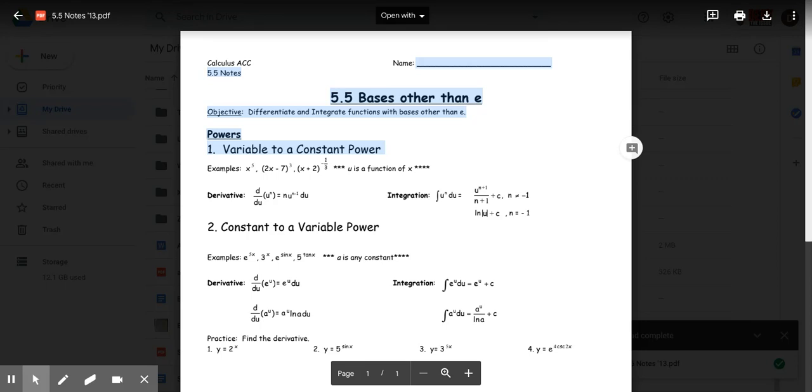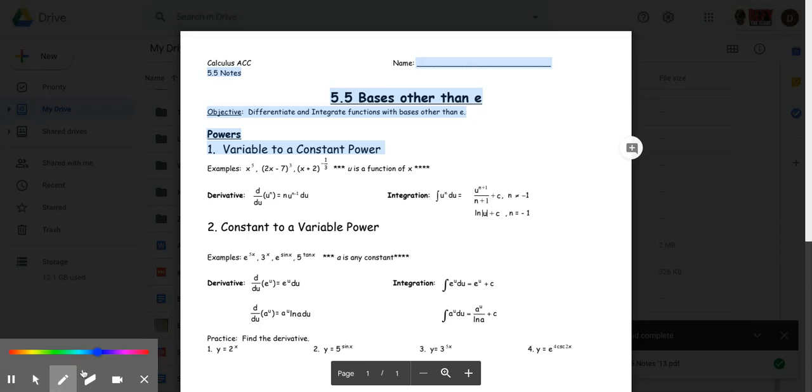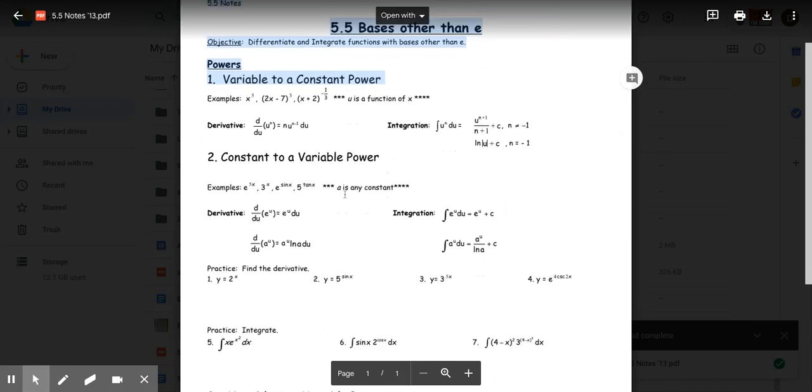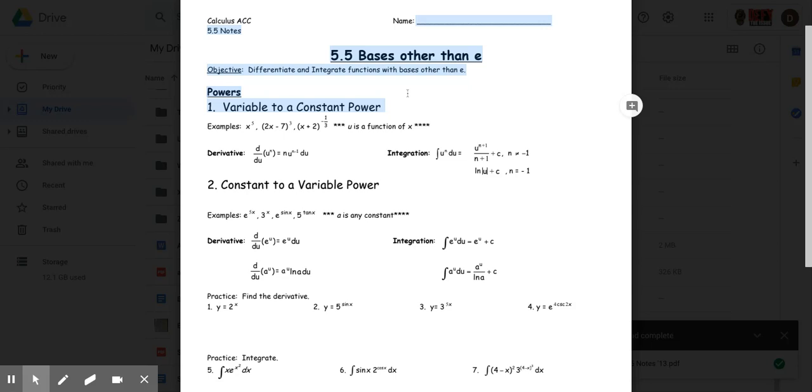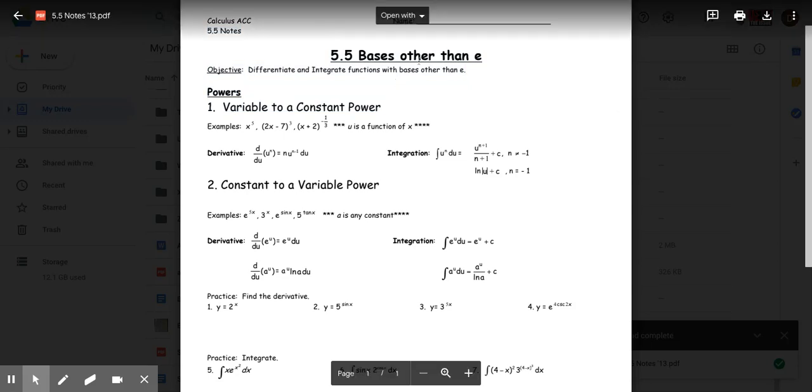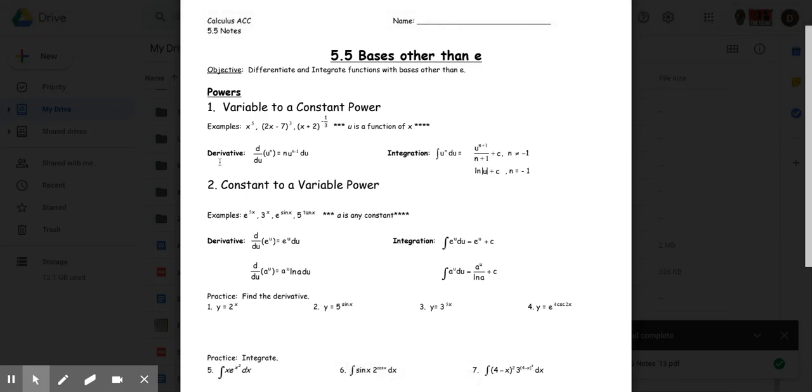Most of 5.5 is a review of derivatives and integrals that you've learned in the past, and then something a little new. So basically here, we're looking at bases other than e. So instead of having e to the x, maybe we're looking at 5 to the x or 2 to the x. So I summarize this by going over the different types of powers that we know.